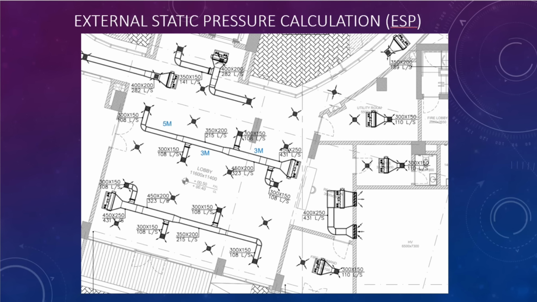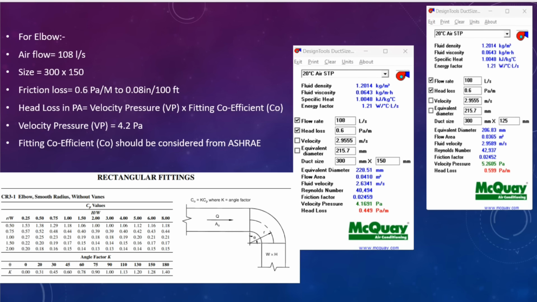So after the straight duct and reducer, I am going to explain one more important fitting, that is the elbow. You can see the elbow size is 300 by 150 and the flow is 108 liters per second, so I have given the input here. The friction loss we are going to follow the same. The fittings head loss, as I explained, for all the fittings we have one common formula, that is velocity pressure into fittings coefficient. You multiply with the velocity pressure, which we can get from the duct sizer.